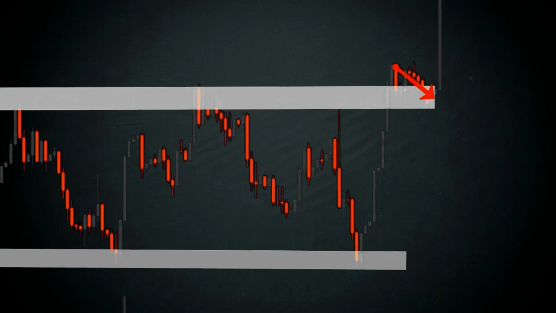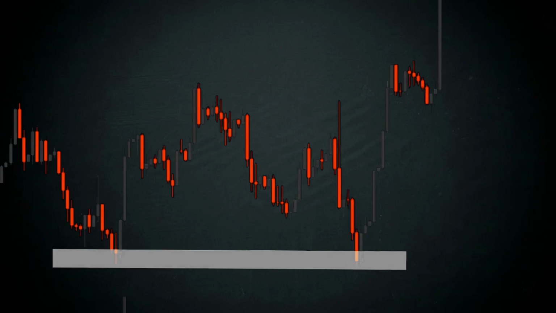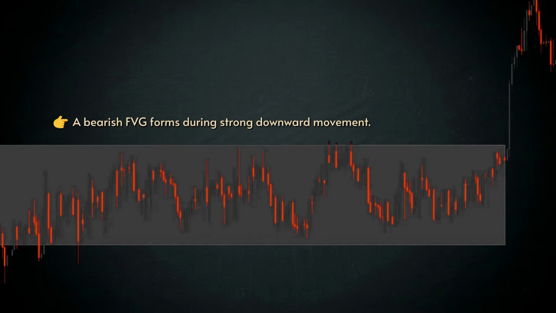A totally critical tool for finding this exact origin point is the wick, or as it's known in Vietnamese, bấc nến or râu nến.